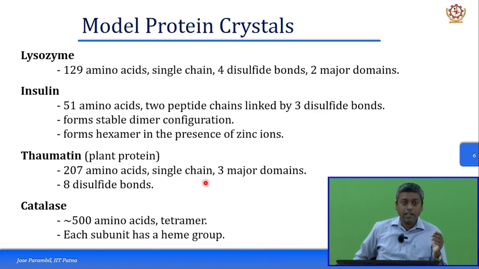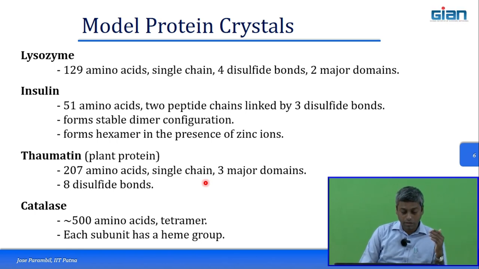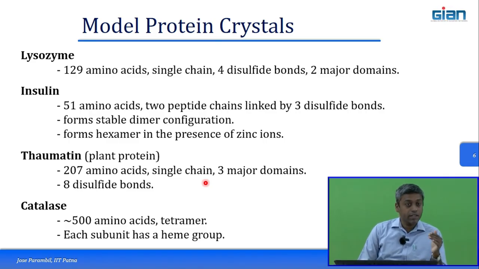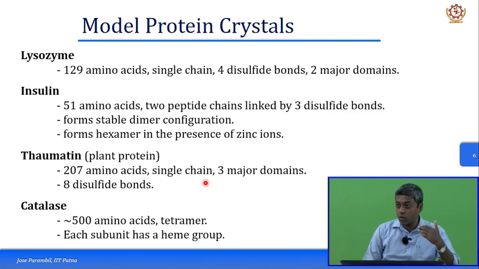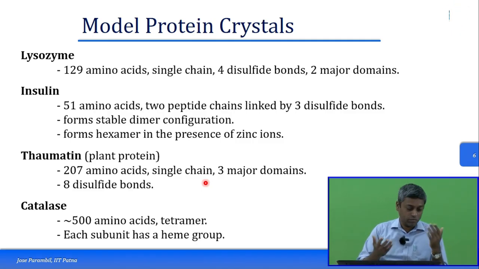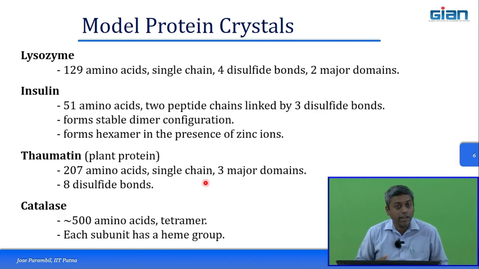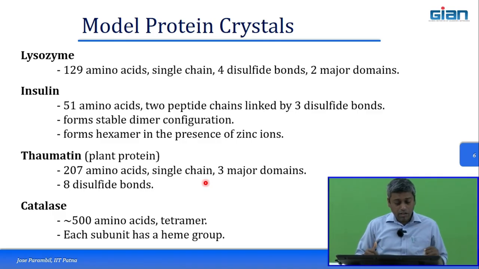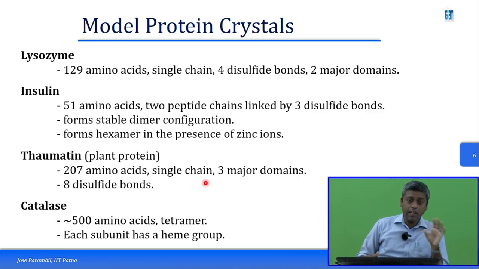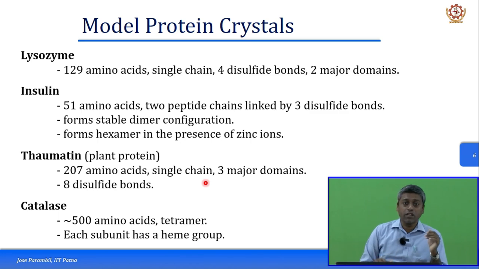I just wanted to highlight that, out of these, tomatin is the only plant protein which is very easily or often crystallized. The others, lysozyme, insulin, catalase, are primarily animal-based proteins. And when you look at the sizes, they might change quite a bit. You can have small proteins like insulin, or you can have catalase, which is quite a large molecule as well.